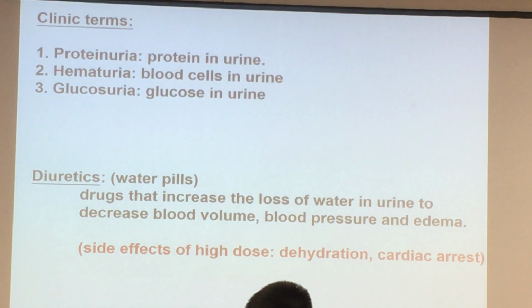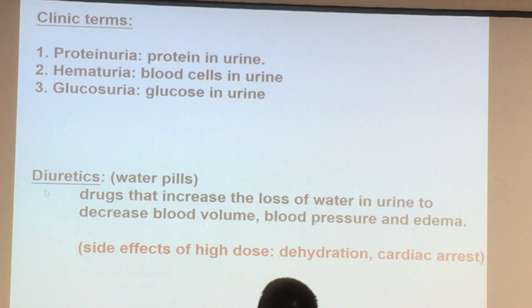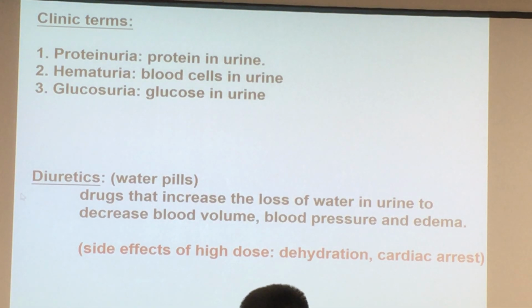I mentioned protein there, or blood cells there, or glucose there, and I also mentioned the water pill. That one is real. It gets rid of the extra water. Someone will abuse this one, try to reduce body weight by taking the diuretic. I mean, that's a medicine. That will cause dehydration. It takes out too much water, and sometimes the heartbeat will stop.